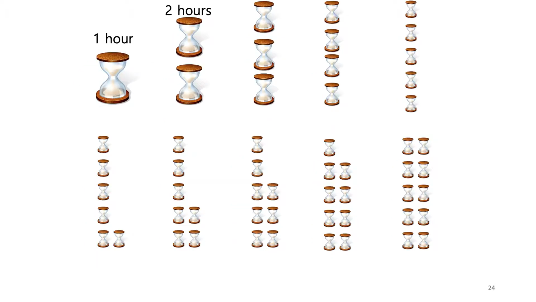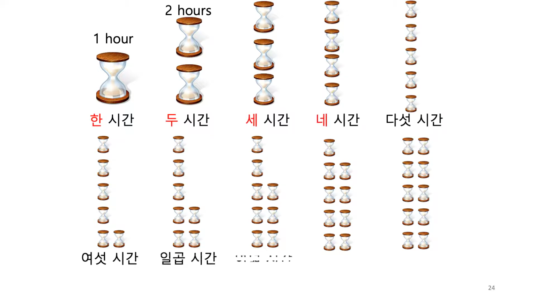When we count hours, it's combined with the noun 시간. 시간 can be a noun or the counter noun for the hours. And when you count hours, you use the native Korean number system. So it's 한 시간, 두 시간, 세 시간, 네 시간, 다섯 시간, 여섯 시간, 일곱 시간, 여덟 시간, 아홉 시간, 열 시간.